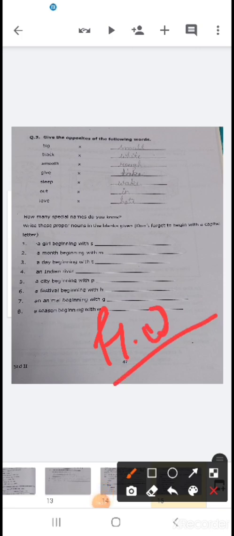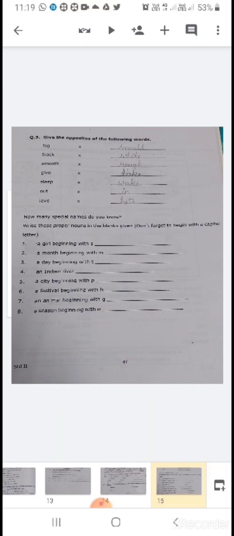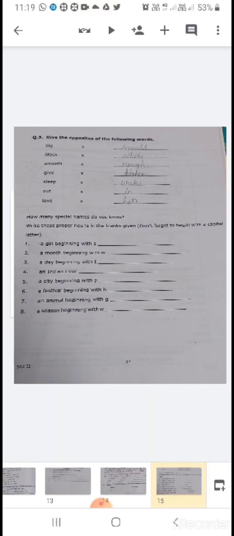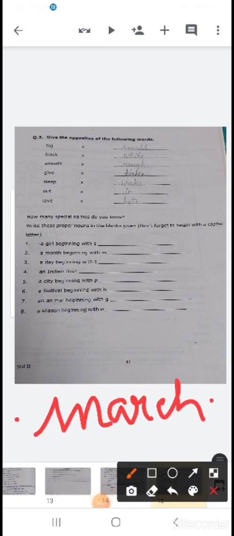Okay. So first sentence is a girl beginning with S. You have to just write the name of a girl which is beginning with the S. For example, I say the name is Sneha. It begins with the S. So write Sneha here. Okay. The second is M-A-R-C-H, March.